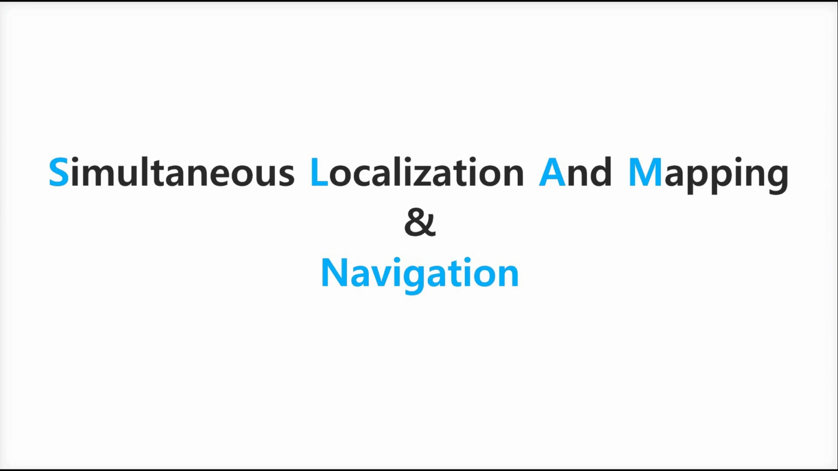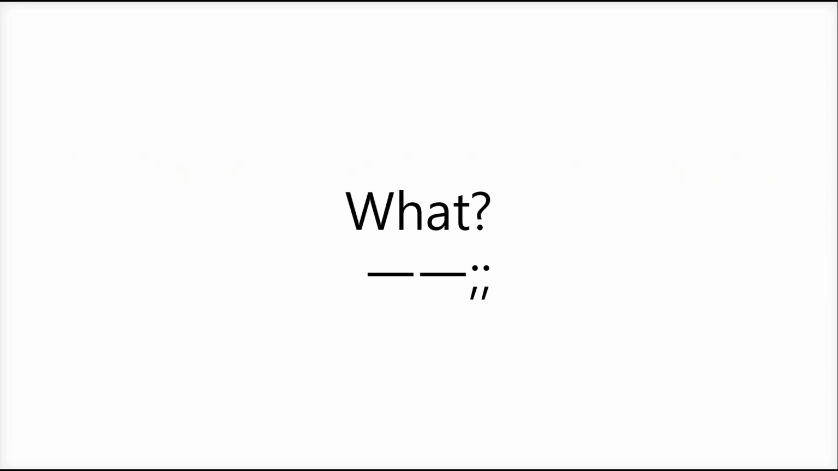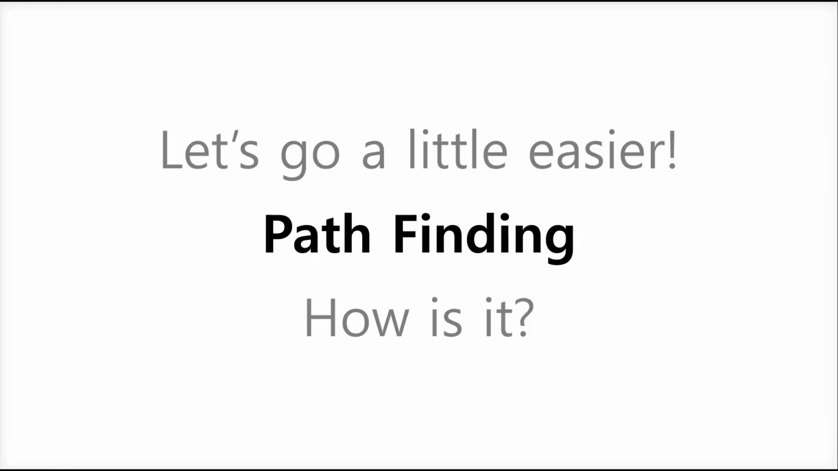SLAM is simultaneous localization and mapping. When even a human is going to go somewhere, they should know where they are now and where the goal is. So to navigate somewhere, a known map is needed, and SLAM does make the map. If you are still having trouble understanding the meaning, let's say pathfinding.